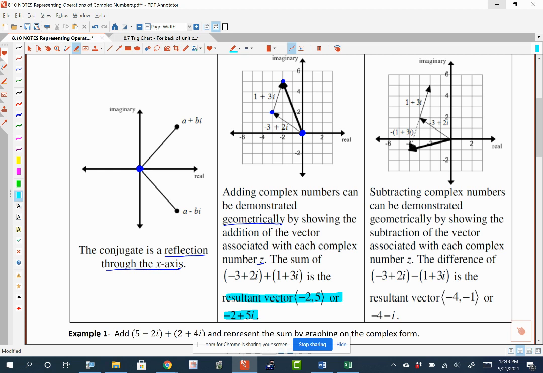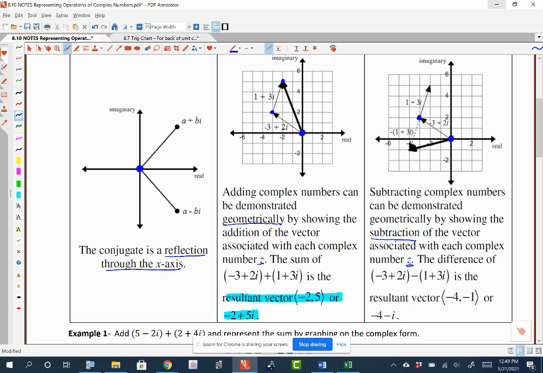Subtraction is very similar, except with subtraction we have to do the opposite. So right below the graph, it says that subtracting complex numbers can be demonstrated geometrically by showing the subtraction of the vector associated with each complex number. So we can again show this subtraction of complex numbers using vectors. So we're going to start with the same complex number, -3 plus 2i. So from our origin, over 3 and up to 2i.